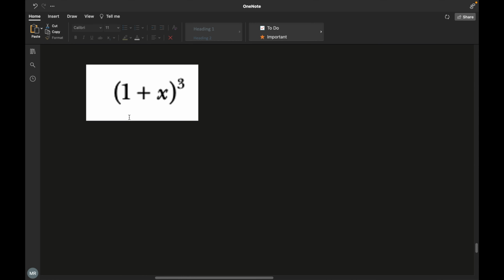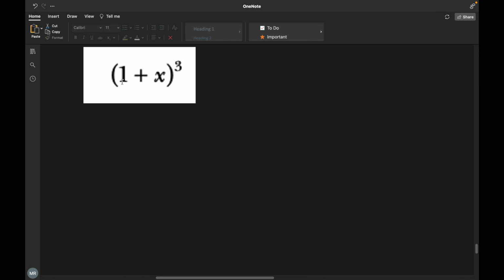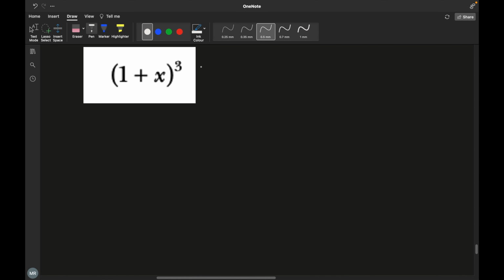We have x plus 1 to the power of 3. Like we discussed before, we have to use the Pascal's triangle. So we have 1, 1, 1, 2, 1, 1, 3, 3, 1. And therefore, we use this row, the third row to solve this. First, let's write this down.